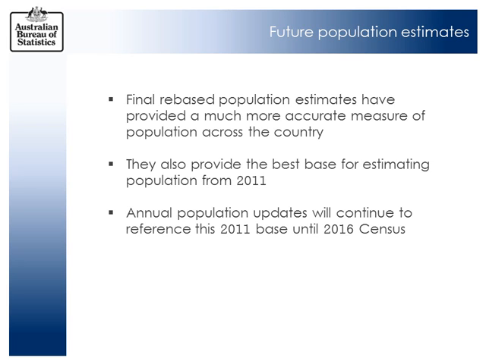So final rebased population estimates have provided a more accurate measure of population now, but also provide the best base for estimating population forward from 2011. Our annual population updates will continue to reference this 2011 base until information from the 2016 census is available. For information on how the ABS has improved historical estimates, please watch part 2 of this video series. Thanks for watching.